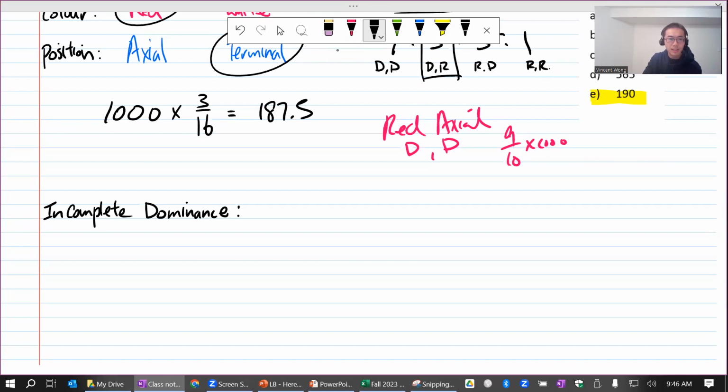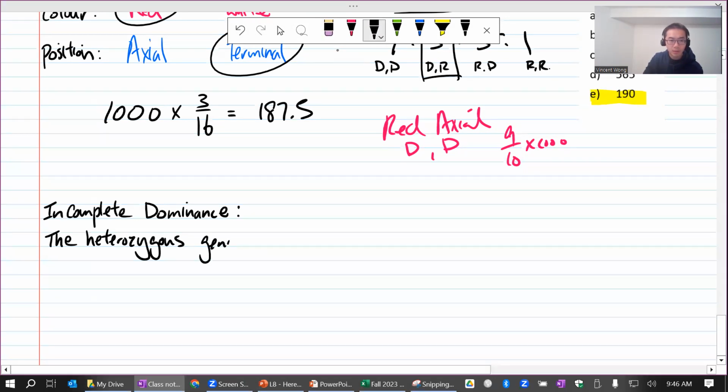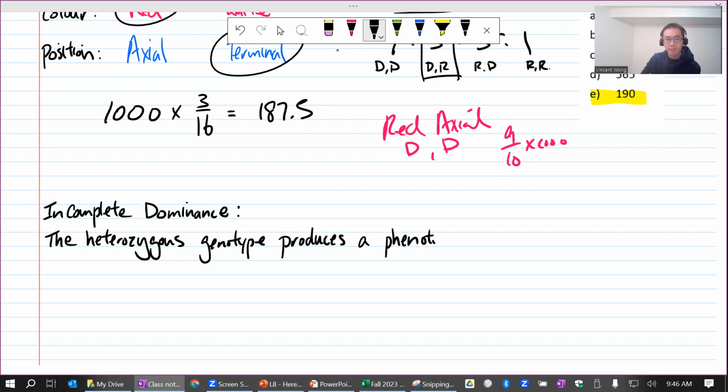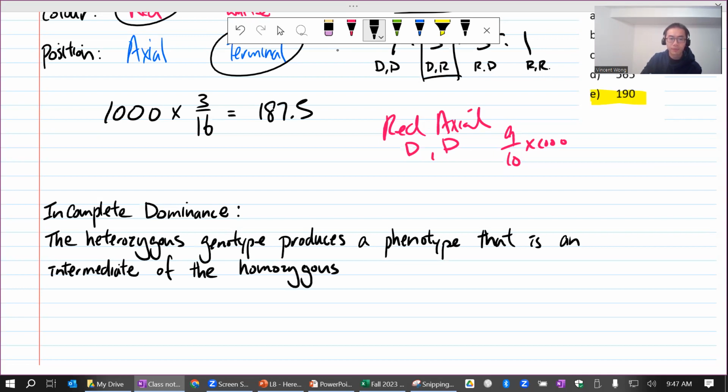Incomplete dominance is a situation where the heterozygous condition, genotype, produces a phenotype, the appearance, that is an intermediate of the homozygous phenotypes, sorry.